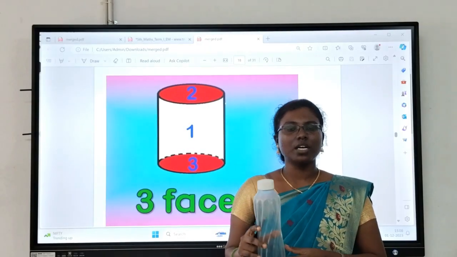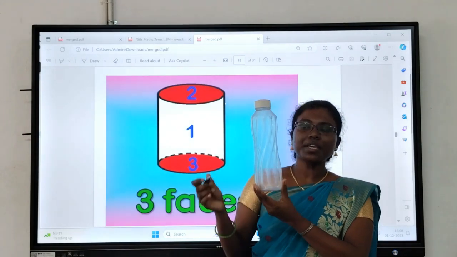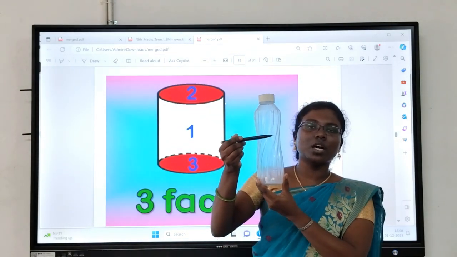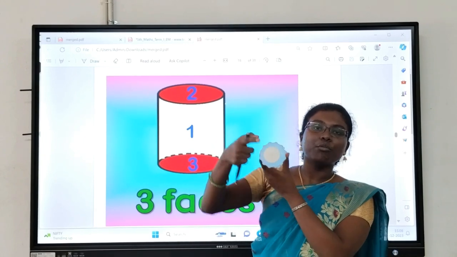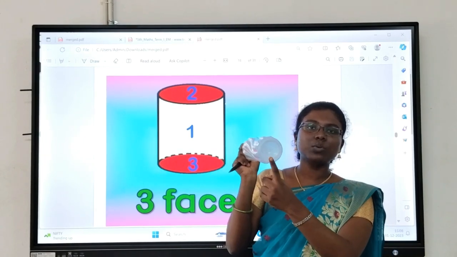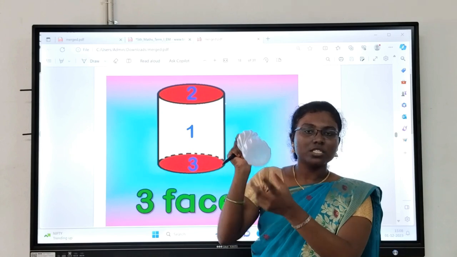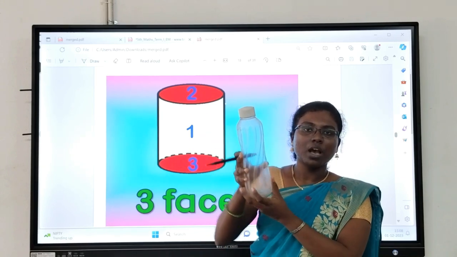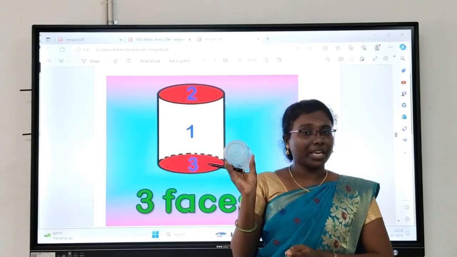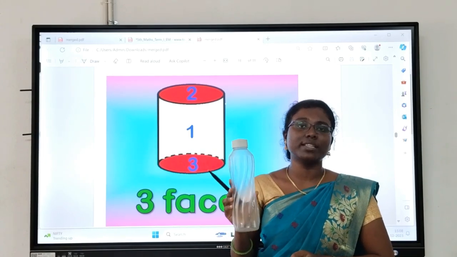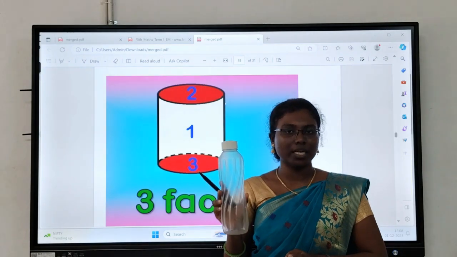Let us see with a water bottle. Here you can see this is a first face. Face 1 and face 2 and this one is face 3. So face 1, face 2 and face 3. So these 3 are the faces in cylinder.